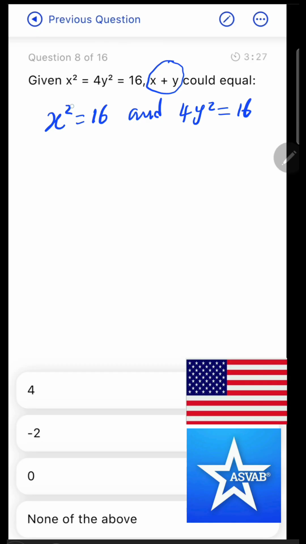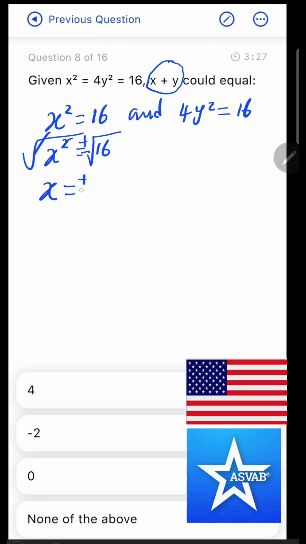Now here, to get the value of x, what we're going to do, we take the square root of both sides in order to eliminate this square. So this is going to be square root and also square root. This square is going to cancel the square root. We are left with x, which is equal to, whenever you take the square root of the right hand side, it's always going to be plus or minus.